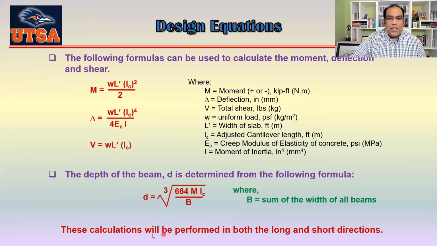And this calculation has to be performed in both the long direction and the short direction. Okay, so you already saw that my overhanging portion is changing in the long direction and the short direction. So your moment will also change, and that's why you might have a different value of your D, and your reinforcement might be different too.